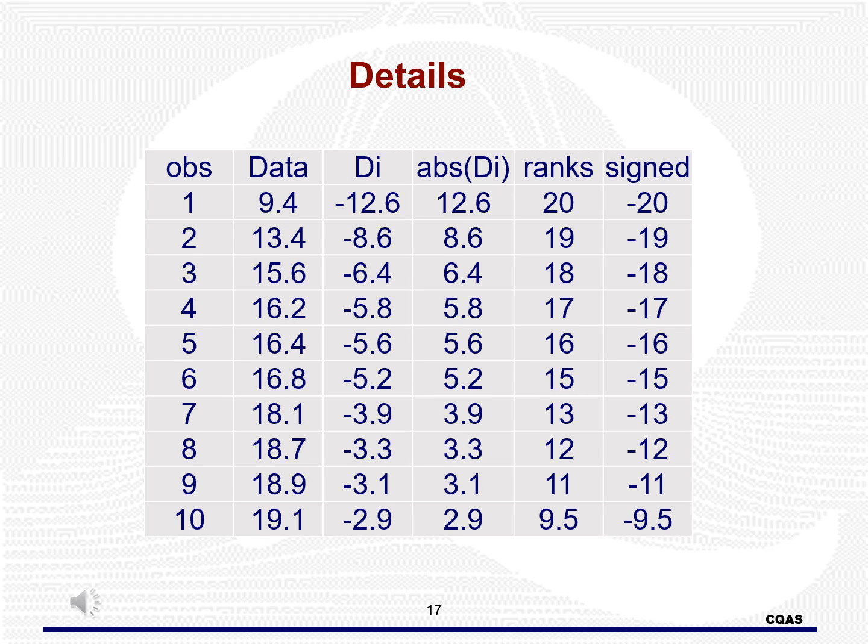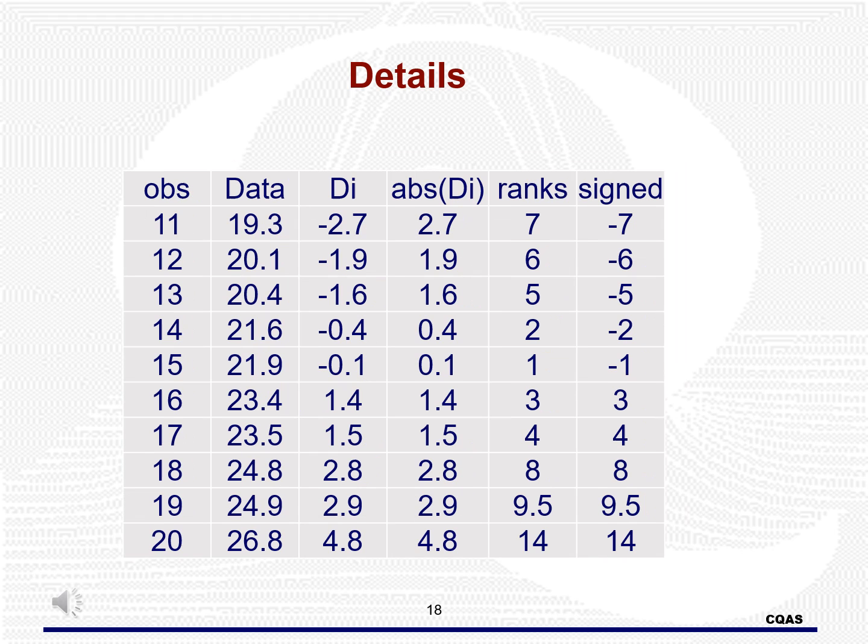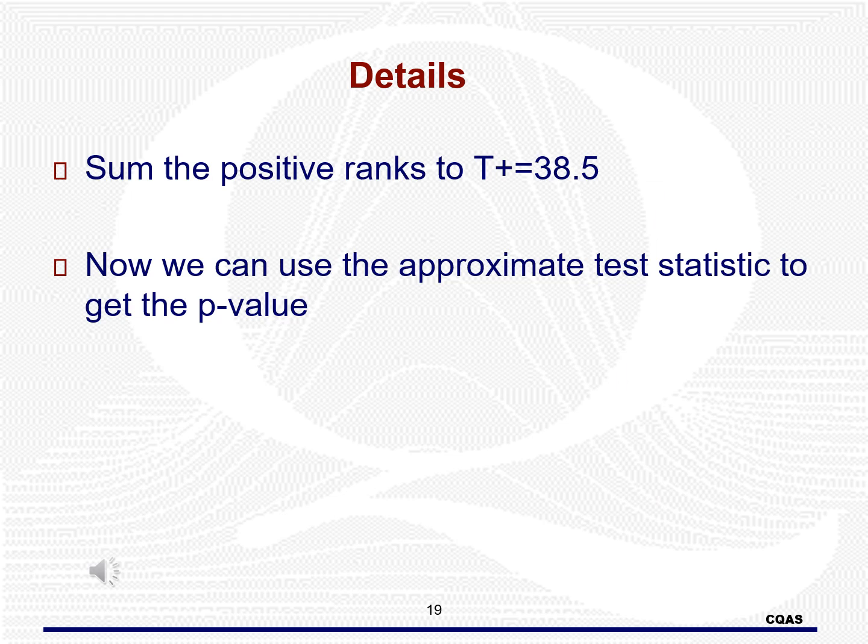Here is a table of the calculations for the first 10 observations. Notice that we find the differences, then take the absolute values. Now we find the ranks based on the absolute values of the differences. Then we add the sign to the ranks based on the sign of the original differences. Here we have the calculations for the second set of 10 observations. To find the test statistic, we will sum the positive ranks. The sum of the positive ranks is 38.5.